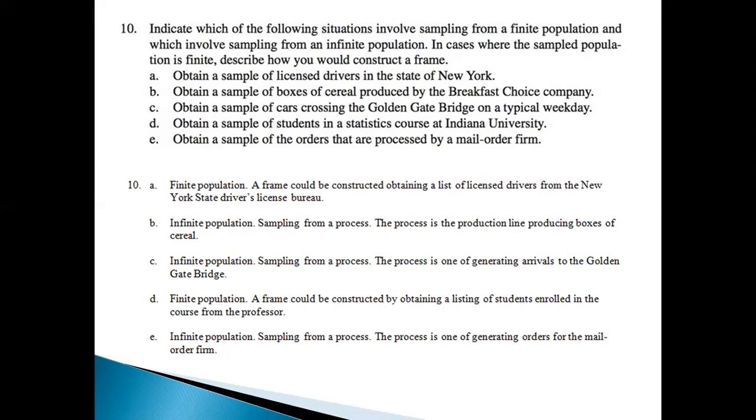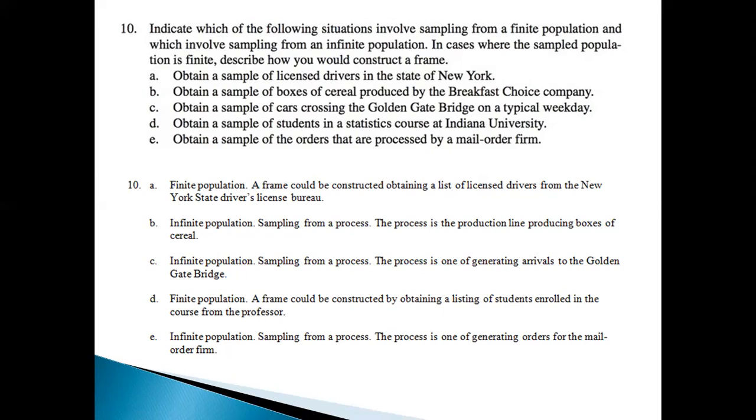Now B, obtain a sample of boxes of cereal produced by the Breakfast Choice Company. Well, while it seems like it might be a finite population, there's just so many of them that it's going to be pretty much impossible to count them all. So that would be an infinite population. And we're going to be sampling from a process, basically. It's just going to be a continuous process going on and on and on. And so the process is the production line producing the boxes of cereal.